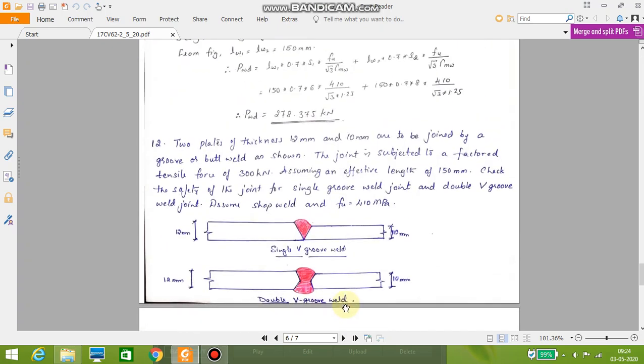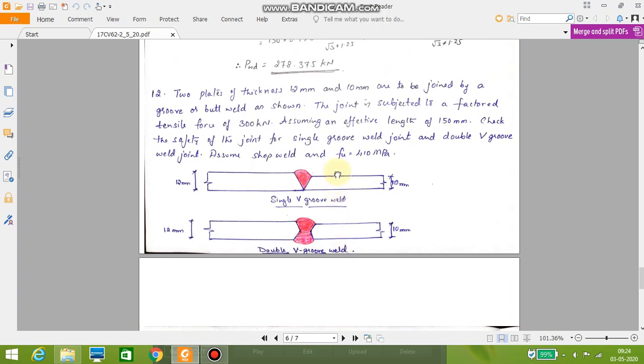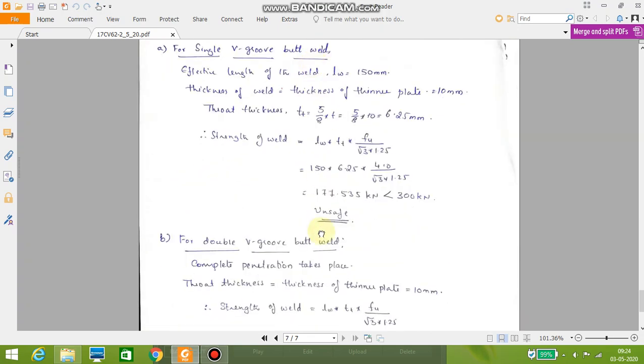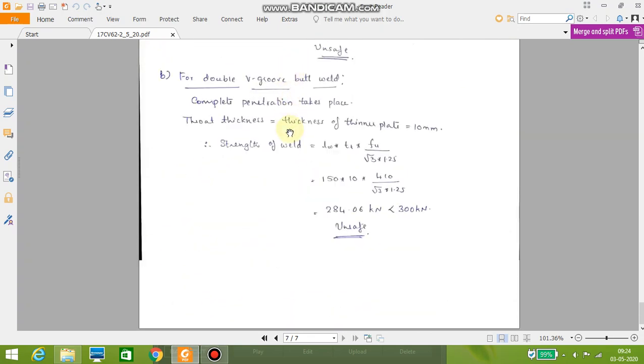So, around 10 to 11 problems, totally 12 problems we have solved under welding. You can try a few more problems by referring to the textbooks also.